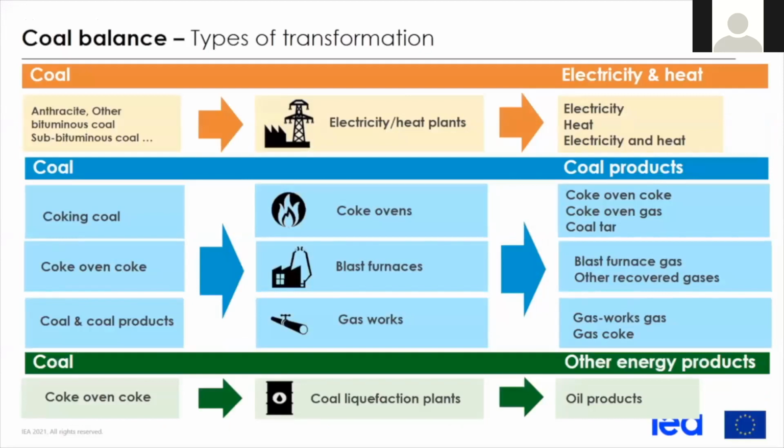Finally, we talk about transformations. It's almost the same setup as for natural gas. You would have coal consumed in electricity and heat plants to generate those two energy commodities. And then you would have the consumption of coal within various industries such as coke ovens to create coke oven coke, a product used in blast furnaces for metallurgical activities. And finally, you can have some coal used in gas works to generate gas works gas and gas coke.